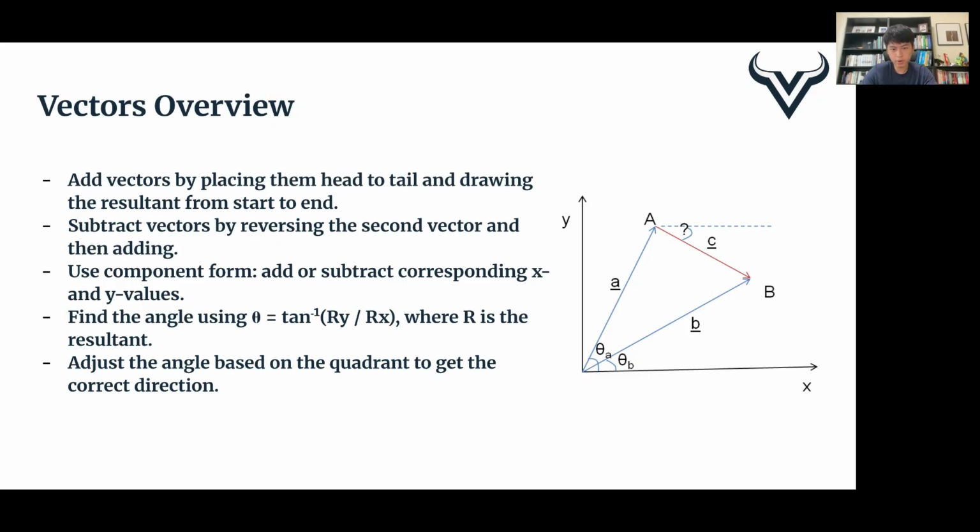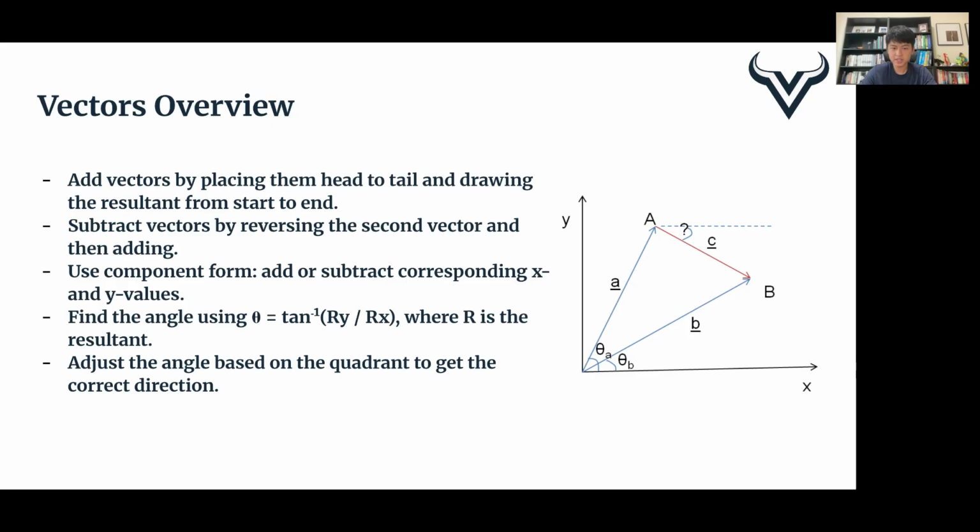You can also use the component form. So a matrix can be broken down into an x value and a y value. You can add and subtract the x and y value separately and find the resulting matrix that way. You can also find the angle using theta is equal to the inverse tangent of ry over rx, where r is the resultant. This gives you the angle of a matrix given its x and y components.